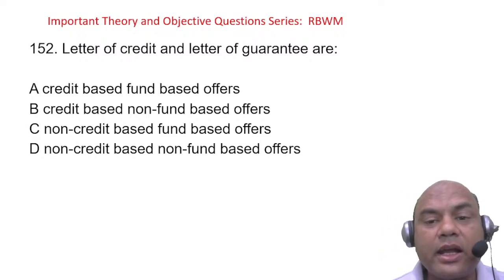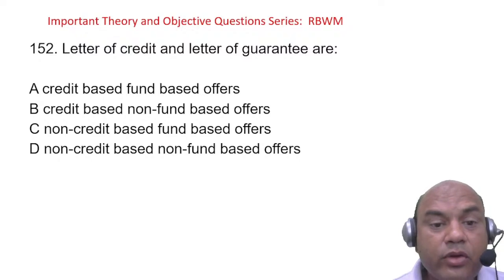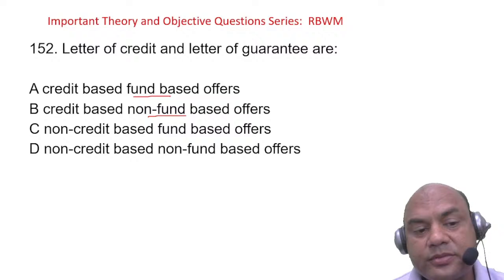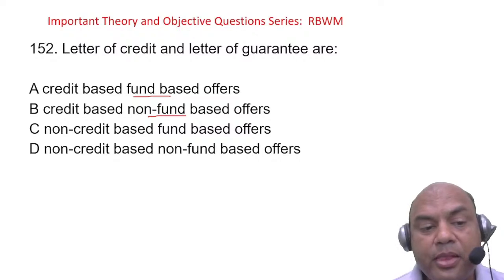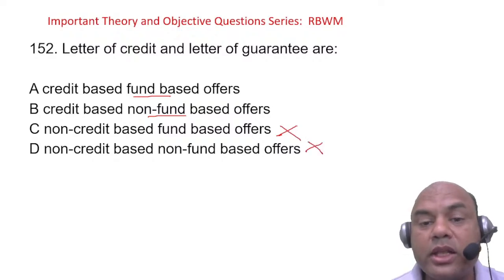Letter of credit and guarantee are credit-based, non-fund-based offers. The options are: fund-based, credit-based; non-fund-based, credit-based; fund-based, non-credit-based; and non-credit-based, non-fund-based. So firstly, remember, non-credit is out because LC and guarantee are a part of credit, loans. They are a part of loans.